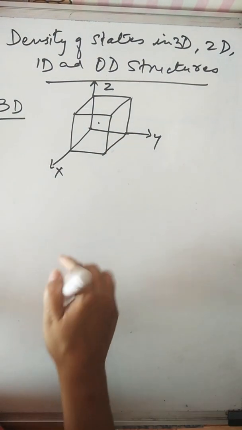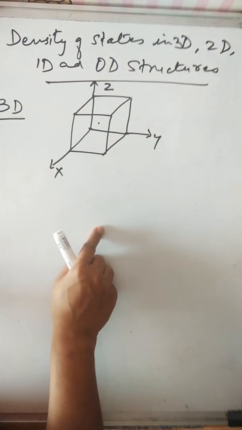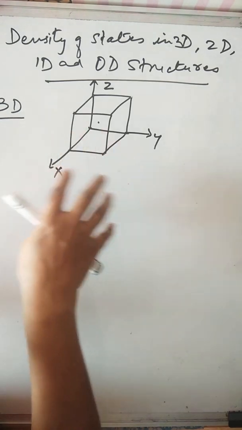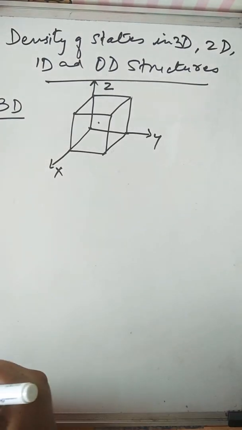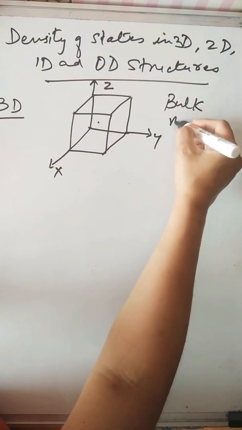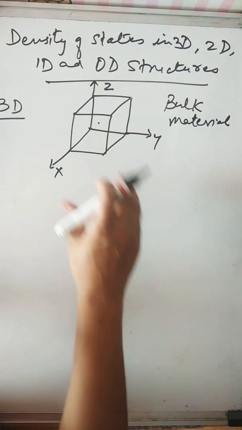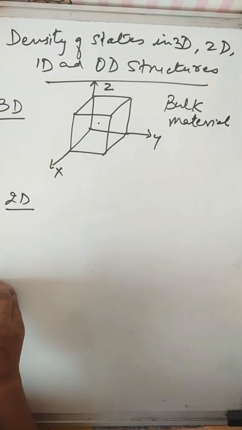So in a 3D structure, the electron is free to move in the x direction, y direction, and z direction. So it has 3 degrees of freedom in this case. The particle momentum can change in all the three dimensions. We call such a material a bulk material, in which the electron is free to go in all the three dimensions. The second thing we will be studying is the 2D structure.